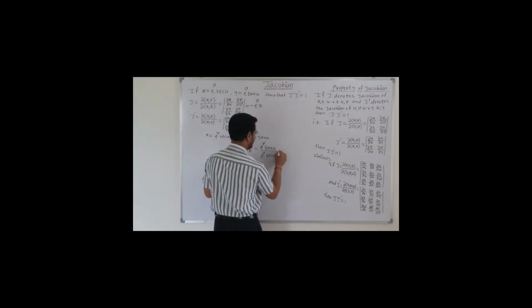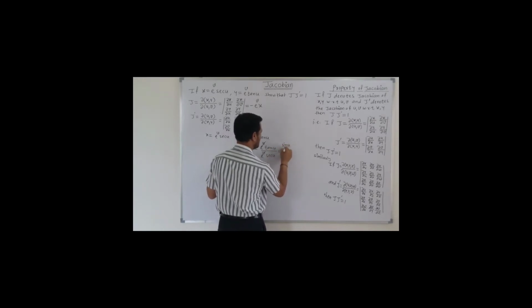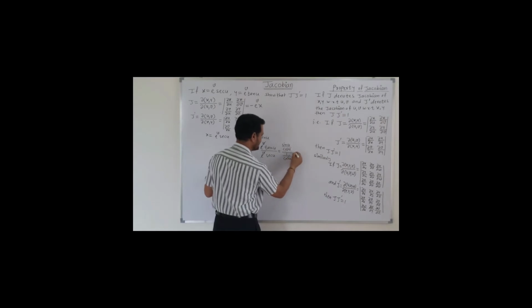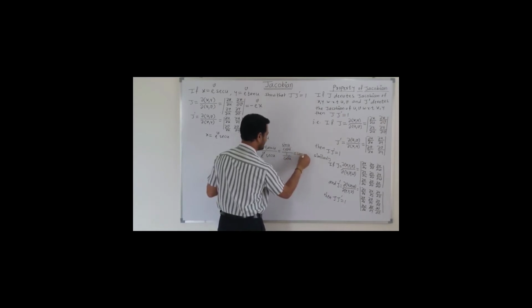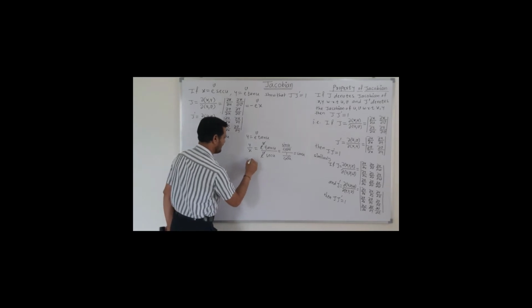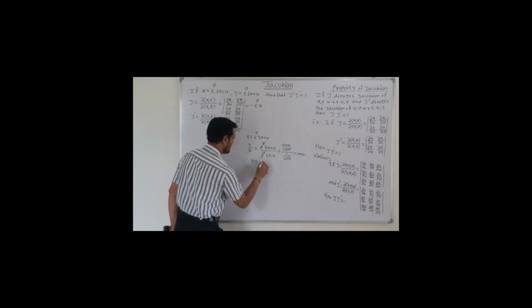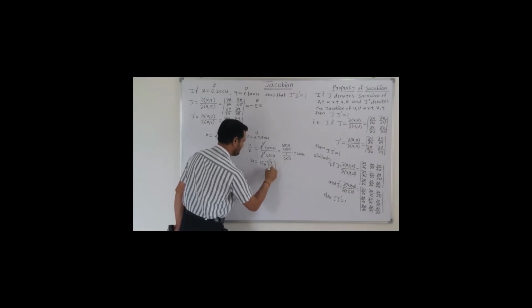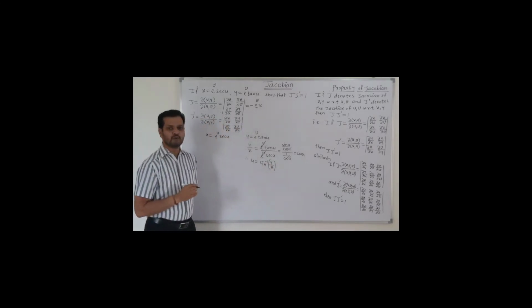Now we know that tan of u is sine of u upon cos of u, divided by 1 upon cos of u. So this cos u term will get cancelled, and finally we get sine of u. Therefore we get the value of u is equal to sine inverse of y by x. So this is the value of u.